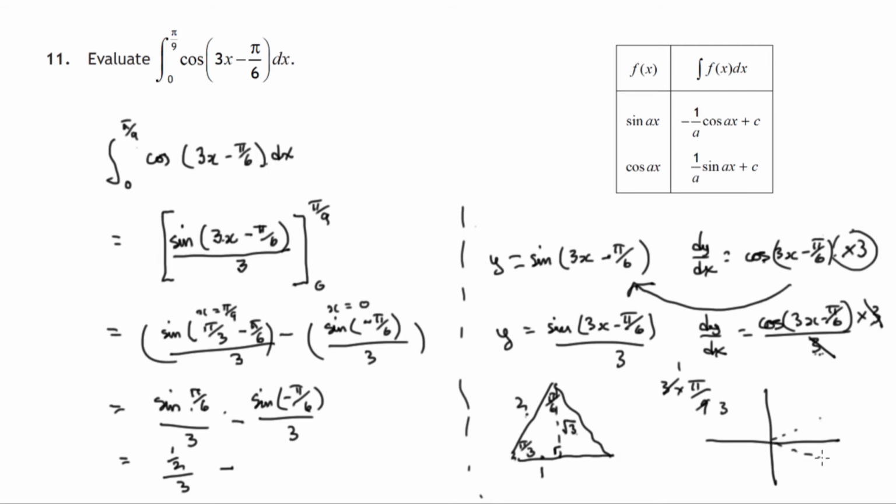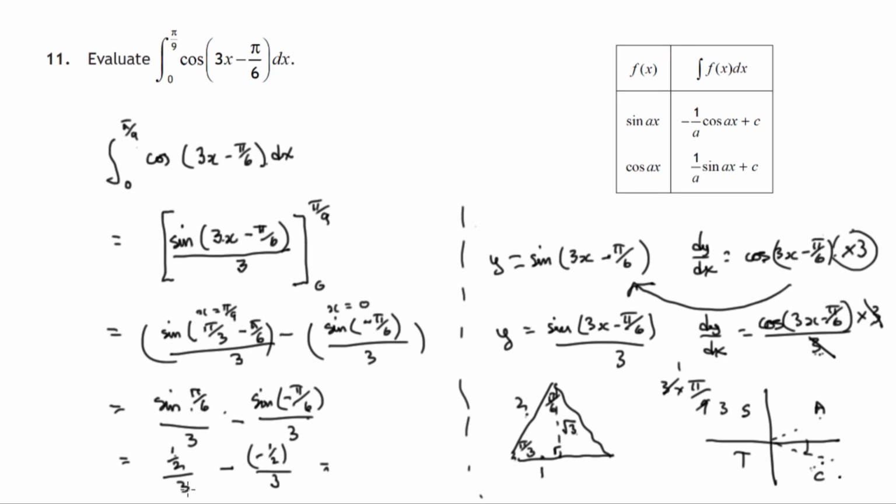Minus, now what's the sine of pi upon 6 but in the fourth quadrant with a negative angle there? Well, the sine's only positive in the first and second quadrant. An angle of negative pi upon 6 is in the fourth quadrant, and the sine's negative in there. So the sine of negative pi upon 6 will be negative 1/2. And that's over 3.